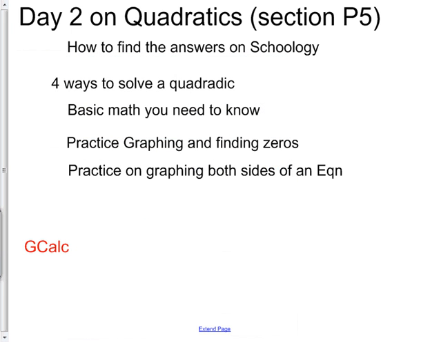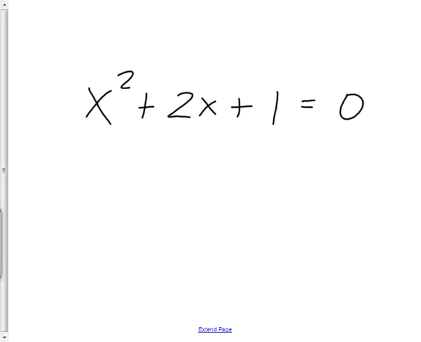Next thing, 4 ways to solve a quadratic. Here is a quadratic. That's a quadratic because it's got a little squared in it. I can solve it in 4 different ways, though there's 3 that you're going to use most, so I'll focus on those 3 ways. You can factor it. Would you please write this one down and factor it right now?